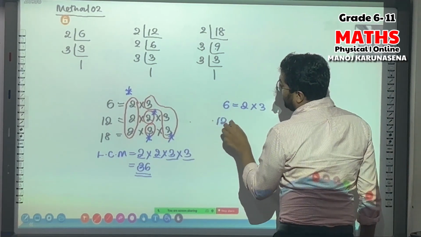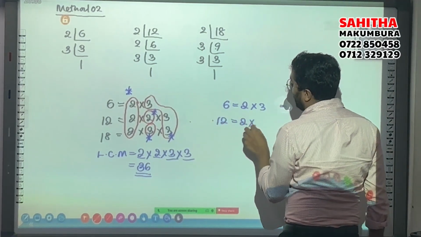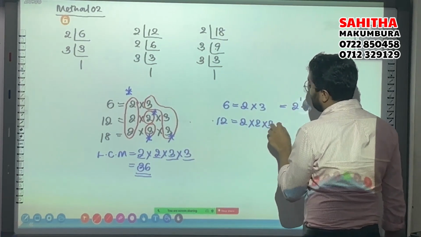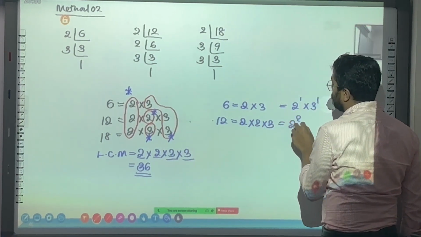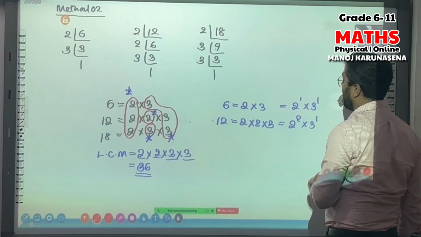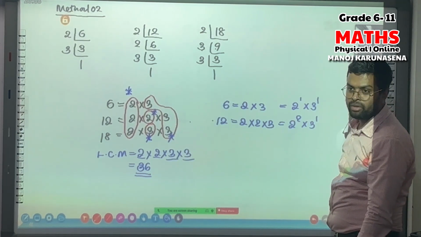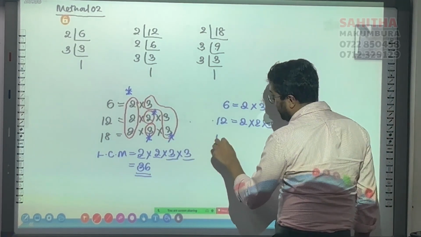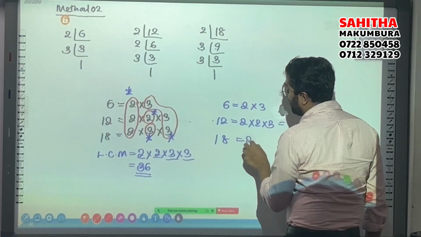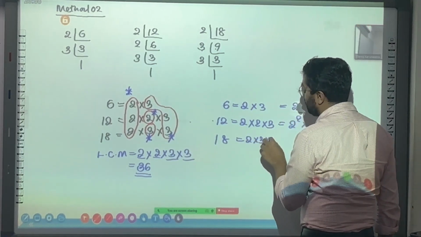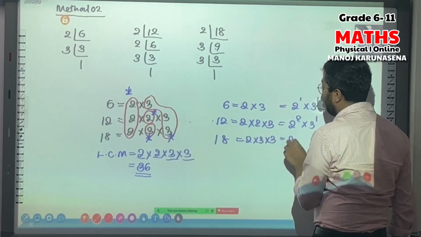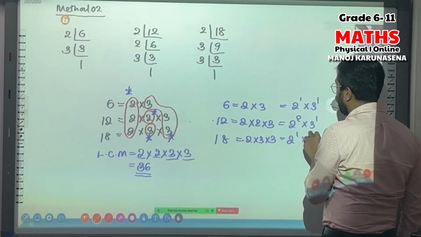12 I can write it as 2 times 2 times 3. So I am writing it as 2 to the power 2 into 3 to the power 1. Am I clear enough? 18 I am writing it as 2 times 3 times 3, 2 to the power 1 into 3 to the power 2.